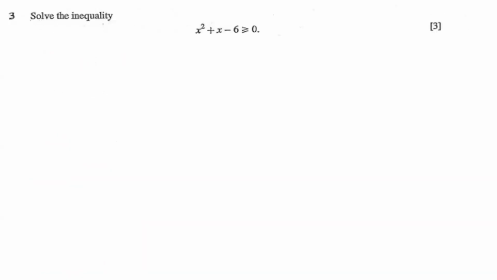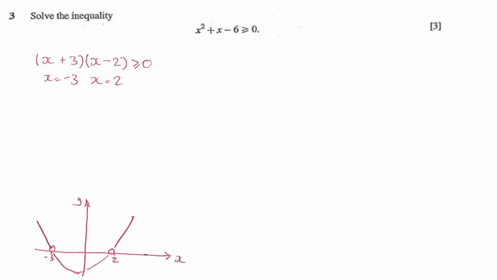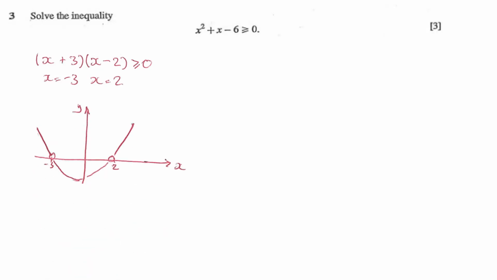All right, this one I factorized it, found the critical values, just drew a little graph for myself just to get the big picture. And where is it greater than or equal to 0? See, those circles should be colored in actually. It's either greater than 2 or less than -3.